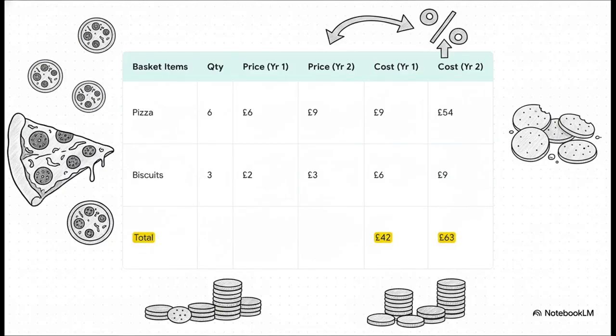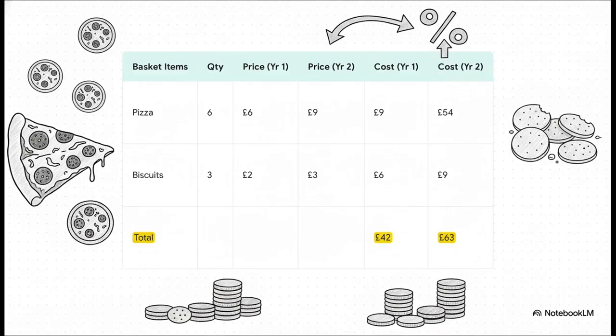Okay, don't be put off by the table. Let's just see this in action. Imagine a very simple economy that only buys pizzas and biscuits. In year 1, the total basket costs £42. But in year 2, prices go up, and that same basket now costs £63.